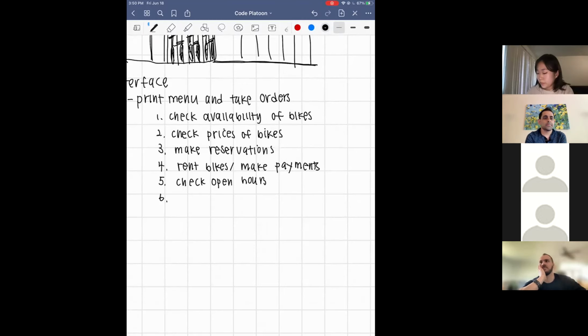And so as we list out these commands, it's important to make notes on the side when you realize that you need a certain class. For example, for number 1, we have check availability of bikes, and we know from this command that we need a class bike, and that the bike object will have to have an attribute of availability. And that would have to be something that we can change. So it will be a variable, not a constant.